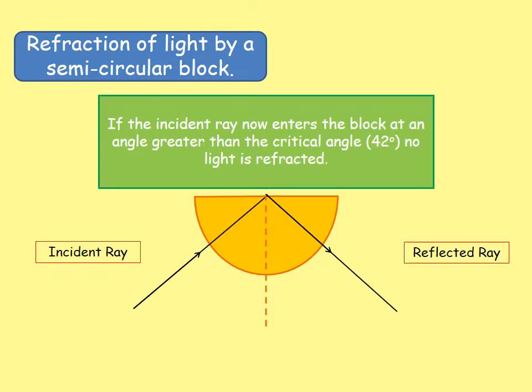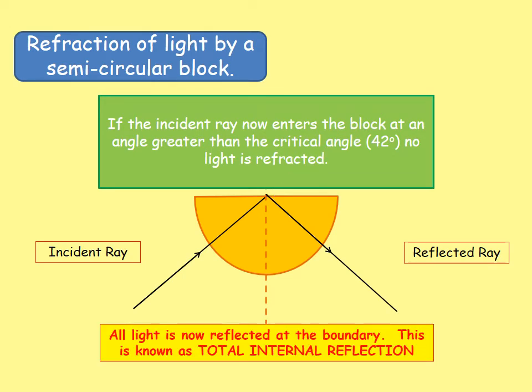Continuing on with the refraction of light by a semicircular block. If the incident ray, this one here, now enters the block at an angle greater than the critical angle, at least with this plastic block, of 42 degrees, no light is refracted. You see it's all being reflected. There's no bending of light in this direction. All the light is now being reflected at the boundary between the plastic and the air. This is known as total internal reflection, and that's an important concept, especially in fiber optic technology.